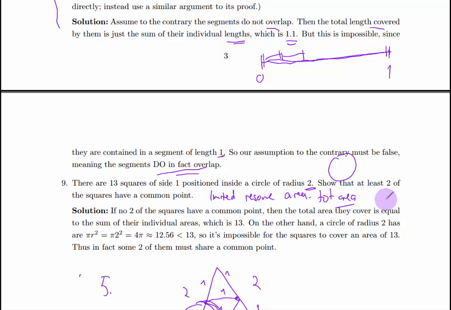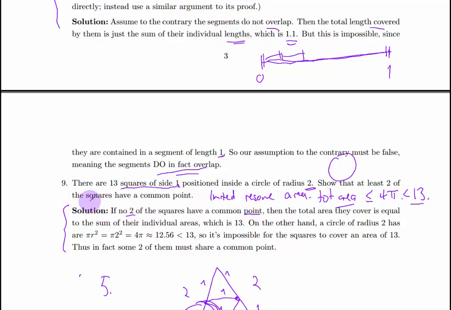So the total area is less than or equal to, since it's radius 2, pi r squared, so that's 4 pi. Okay. Now, what's 4 pi? Well, 4 pi is less than 13. 13 squares have total area of 13. There must be some overlap because there's not enough room to fit all the squares into this limited area. Okay. So here's how he writes it up. I think this is a nice write-up.